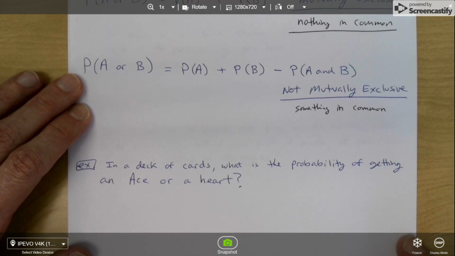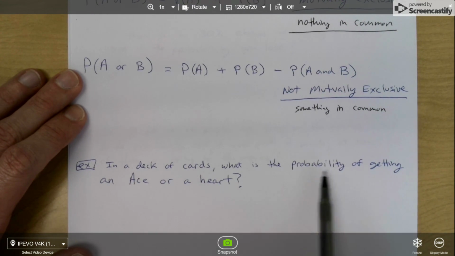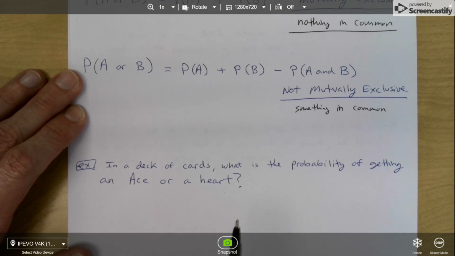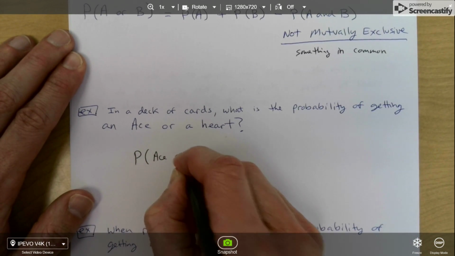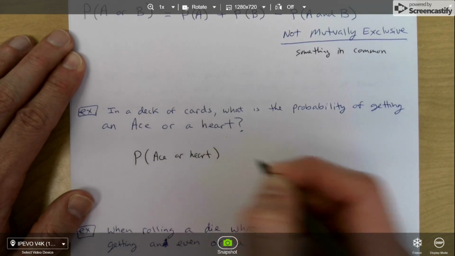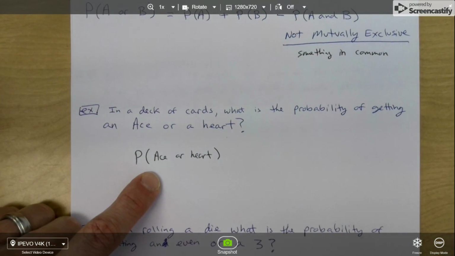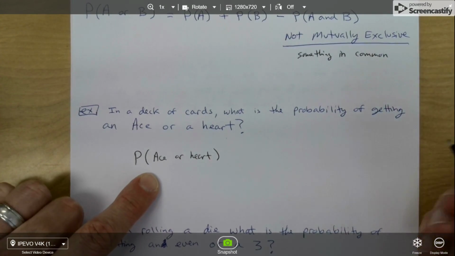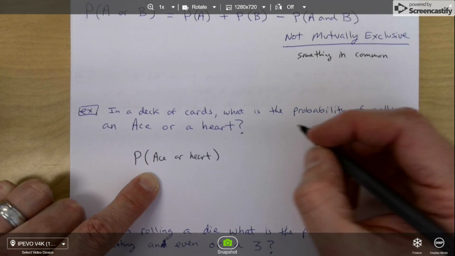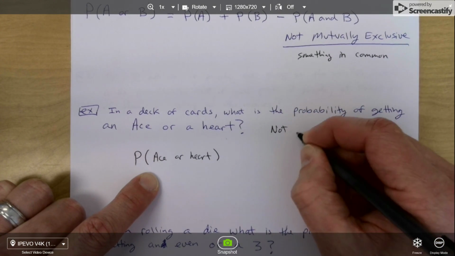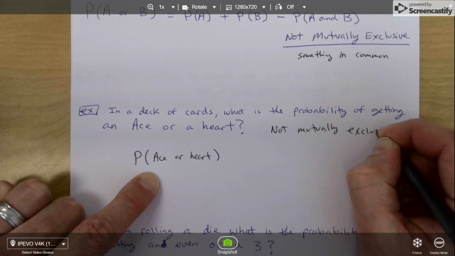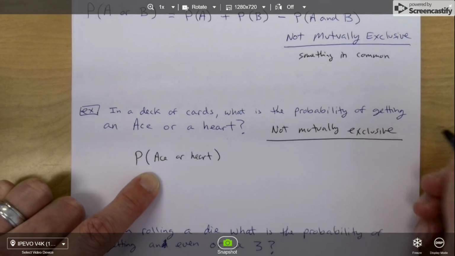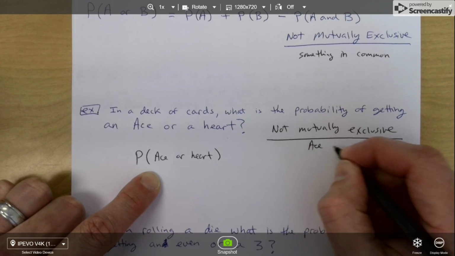All right, so in this first case here, in a deck of cards, what is the probability of getting an ace or a heart? All right, when we write this out, we'll say the probability of an ace or a heart. Well, we got to think, is there a card that is both an ace and a heart? There is. There's the ace of hearts, right? So this is not mutually exclusive. They have something in common. They have the ace of hearts.